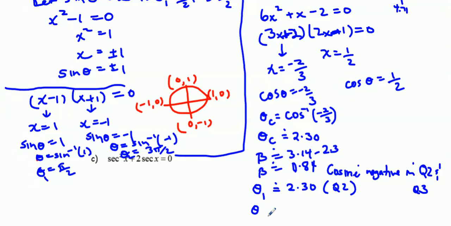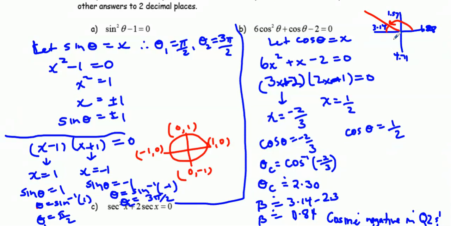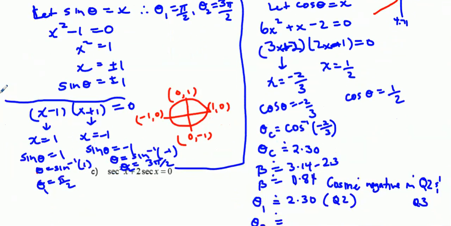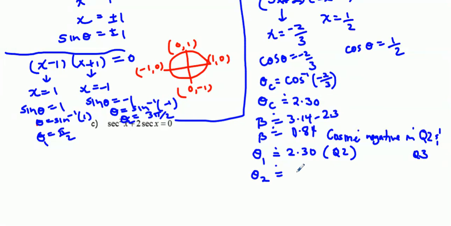My second one, I have to generate from my reference angle. So my second angle is over in quadrant 3. So it's going to be up here somewhere. And I know that I have to take pi and add my reference angle to it to get the quadrant 3 angle. So this is going to be 3.14 plus 0.84. So theta 2 is approximately 3.98 radians, and that's my quadrant 3 angle.